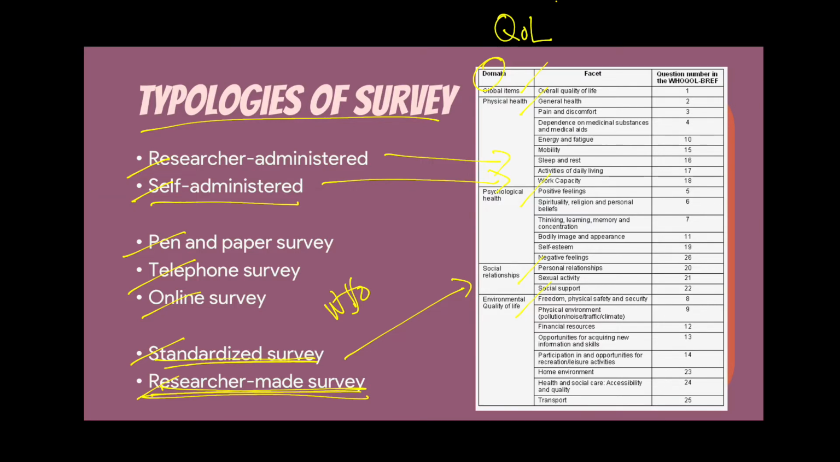The better one is really the standardized survey, because again, the validity of the instrument has already been tested. There's already statistical validity, and it's more dependable. It's more reliable because you're sure that it's really measuring what it's supposed to measure, compared to a researcher-made survey that is not yet tested for validity.